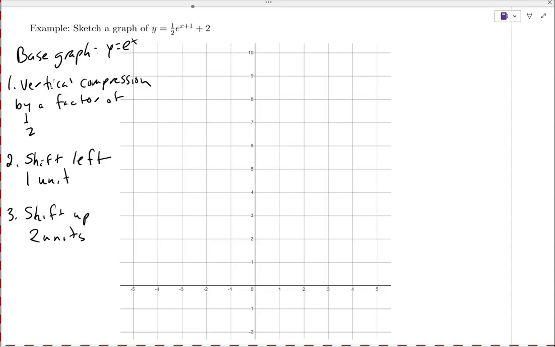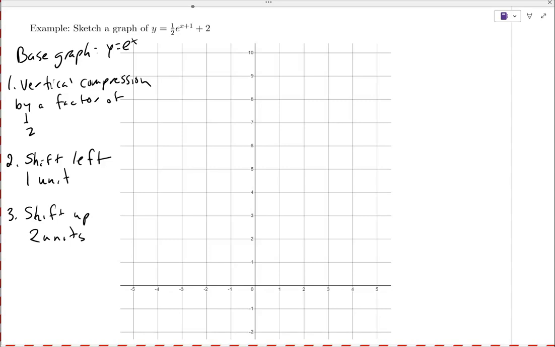The +1 is on the inside, so it's affecting the inputs, which is where we get the left shift of 1. We okay with identifying those transformations? Is that okay? All right.